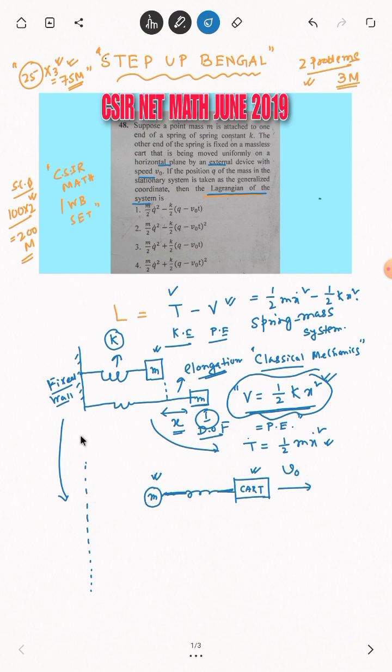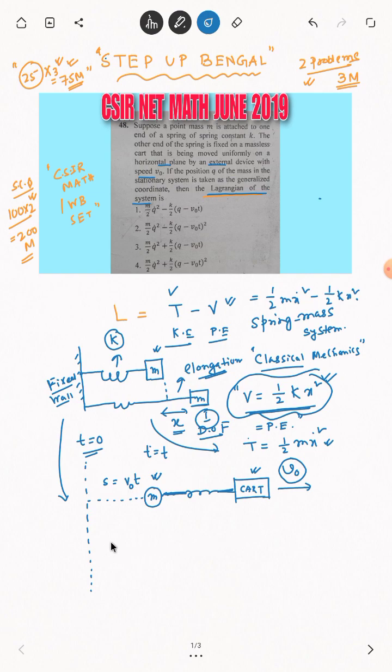So if it starts from t equal to 0 and comes to this position at time t, obviously this is the distance covered. This distance will be s, say. Now for uniform velocity we know the formula s equals vt, so ultimately this will be v0 t, and the cart is here, whose mass is not given.